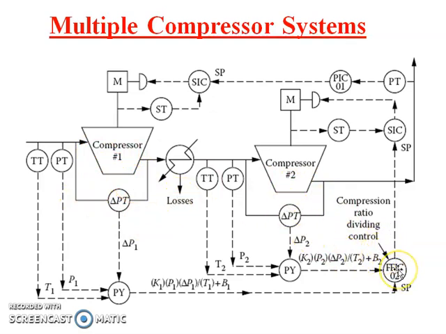Then a second controller is used. This second controller takes care of the compression ratio, so that if the pressure is not reached, it will increase or decrease the speed of the second compressor. Due to this, the compression ratio between these two compressors gets controlled. So here two important control schemes are used: one is the pressure control scheme and the second is the compression ratio control scheme. These two schemes are used for controlling the multiple compressor system.